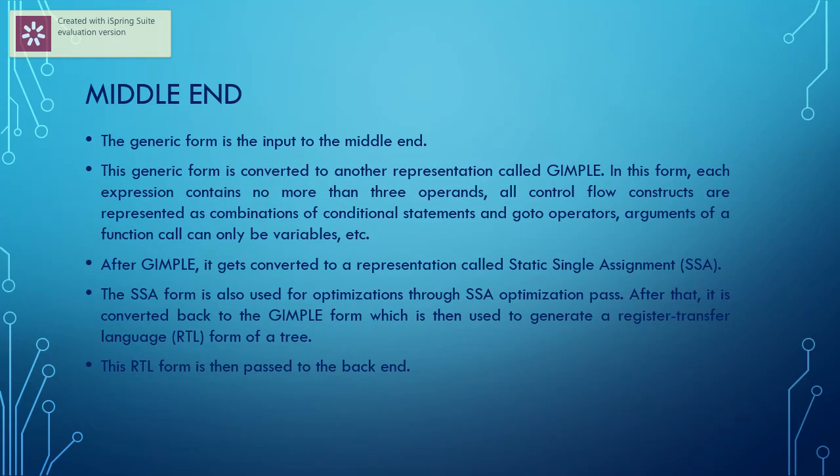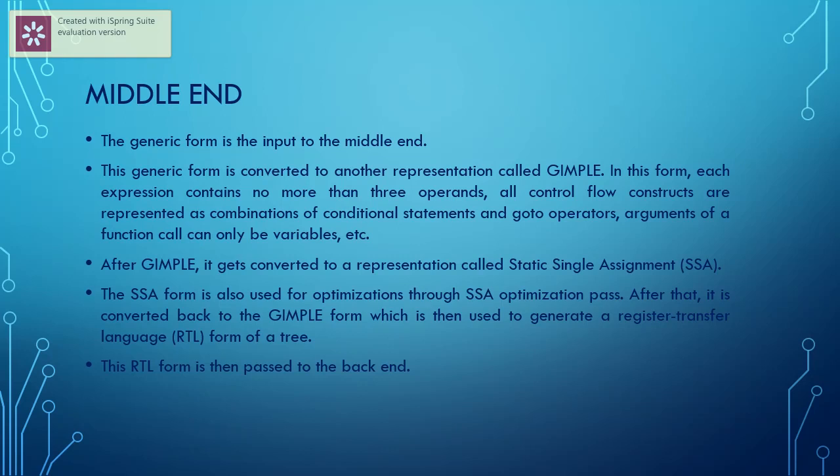Now, let's look at the middle end. The generic form, which is the input of the middle end, is converted to Gimple representation. Gimple is a family of intermediate representations based on the tree data structure. This form contains no more than 3 operands. Control flow constructs are represented as combinations of conditional statements and goto operators. Arguments of a function call can only be variables, etc.